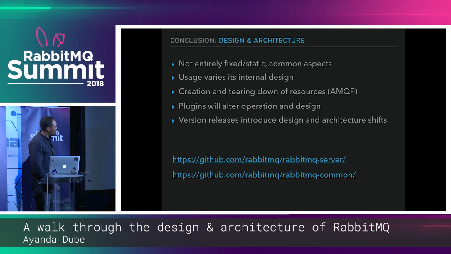And yeah, just to wrap up, I don't think we can strictly define the architecture of Rabbit. There's a whole bunch of things that can cause it to change. Plugins are going to change how it appears, how it seems. Version releases are going to introduce new design changes. And just the way you use it, the design will always change. So it's an attempt to explain how it works, but it changes, right?